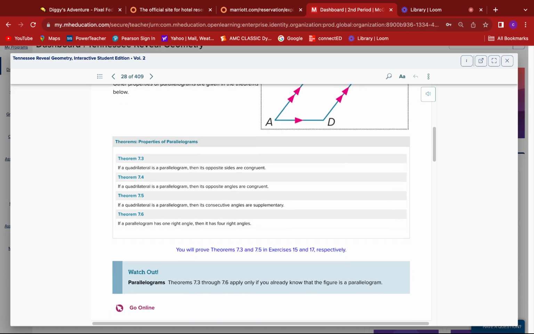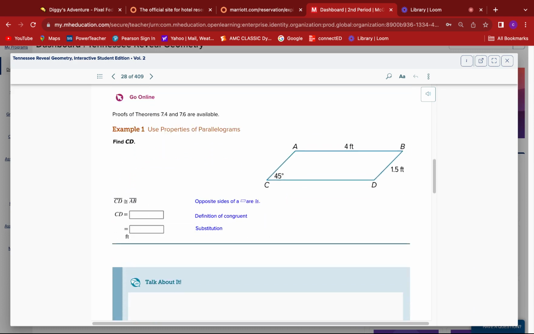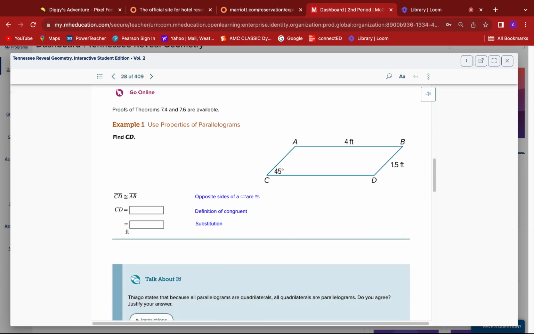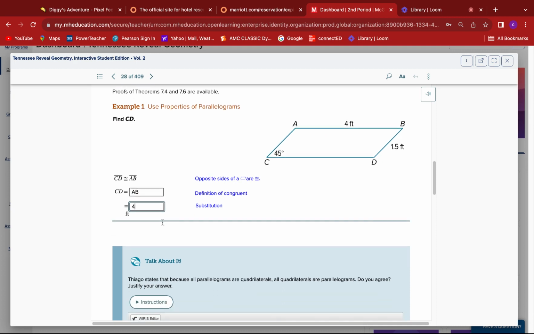All right, so let's keep on going. Get to our first example. Okay, so it looks like I'm at the bottom of page 413 of your workbook, and they're asking opposites. Okay, yeah. So they're asking for CD. Well, its opposite side is AB, which is 4. So it looks like it is going to be 4 feet. Easy breezy.